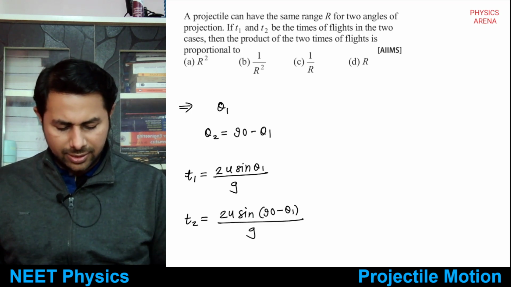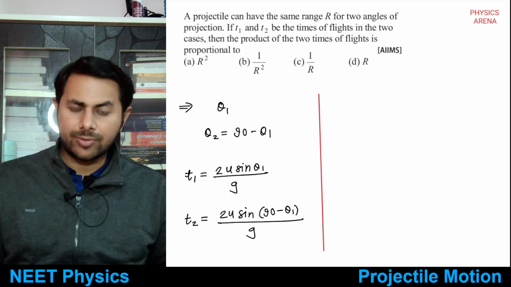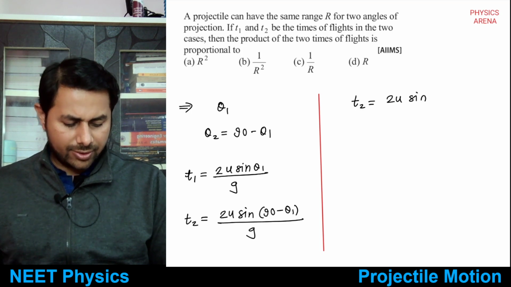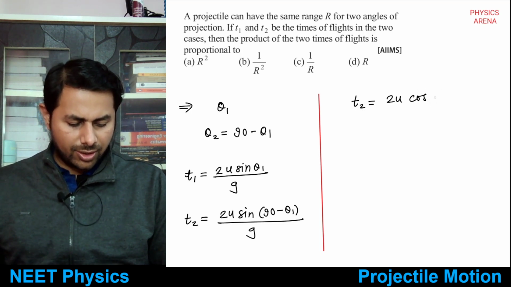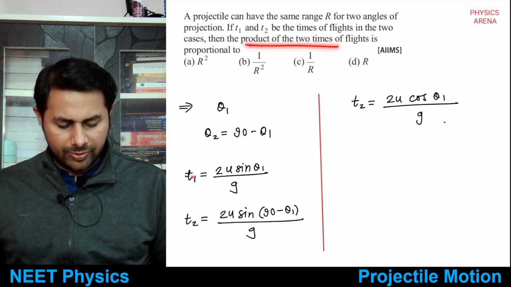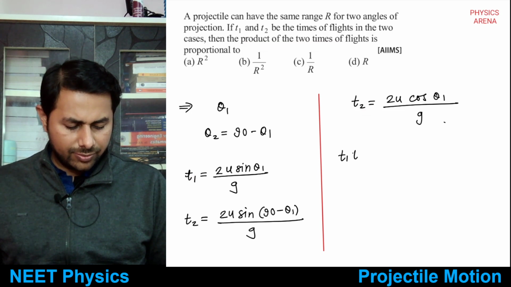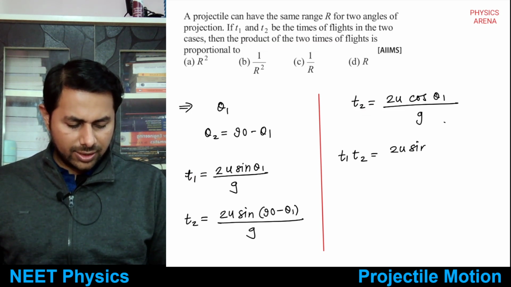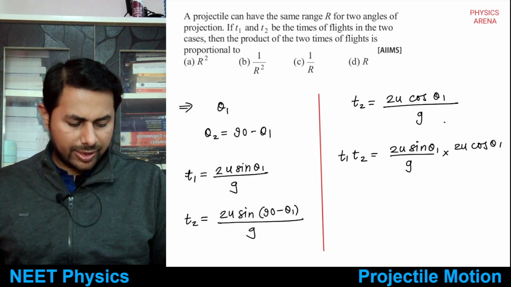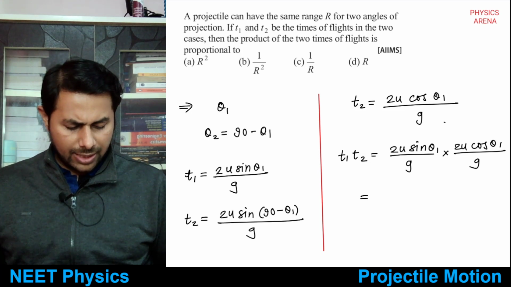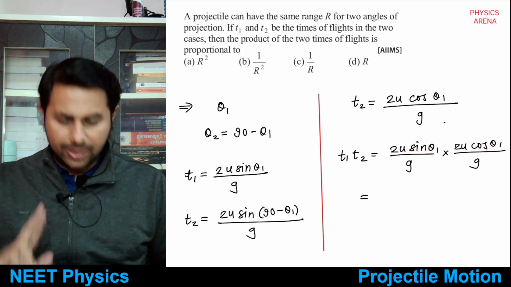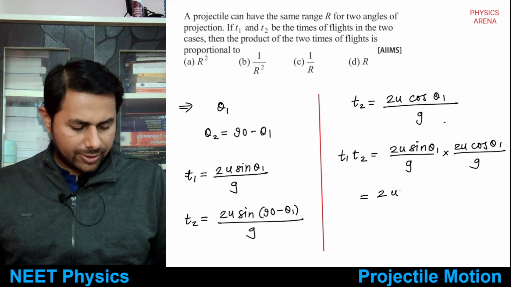And then we know sine of 90 minus theta is cos of theta. So therefore T2 is equal to 2u cos theta 1 by g. And then they say the product of the two times, product of T1 and T2, just multiply them. So T1 T2 is equal to 2u sin theta 1 by g multiplied by 2u cos theta 1 by g. So you have sin theta 1 cos theta 1 times 2, that is sin 2 theta, and then 2 times u times u is u square.